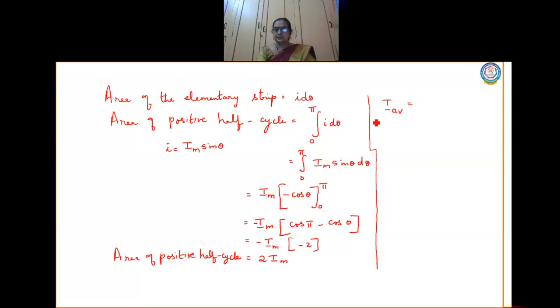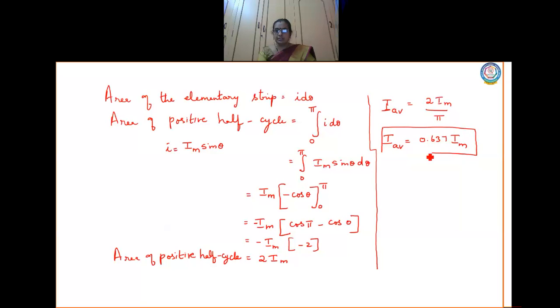So here now let me write this I properly. So I average is equal to, what is the value now I got? 2Im divided by, what is the base length? The base length is pi. Okay. Now when I substitute the value of pi as 3.14, when I simplify 2 divided by 3.14, I have the average value of current to be 0.637 Im.